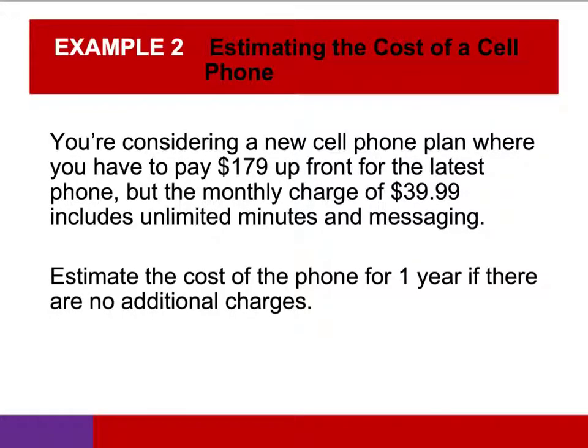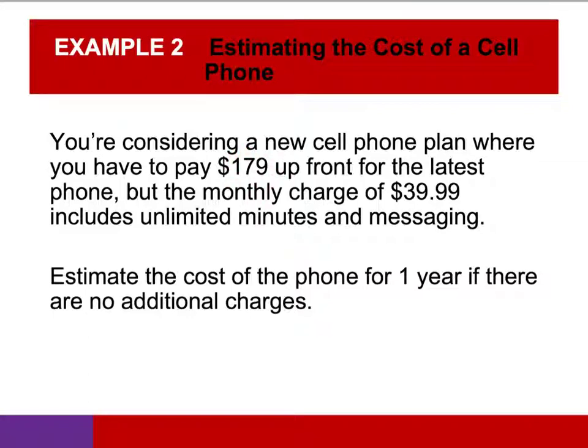So here we go. We're going to estimate the cost of a cell phone. Alright, we're considering a new cell phone plan where you have to pay $179 upfront for the latest phone, but the monthly charge is $39.99. It includes unlimited minutes and messages. Estimate the cost for the phone for 1 year with no additional charges. Well, we could use a calculator and try to go through this, but if we're at the store and our phone's broken and we don't have a calculator, we're going to try to figure this out in our head.